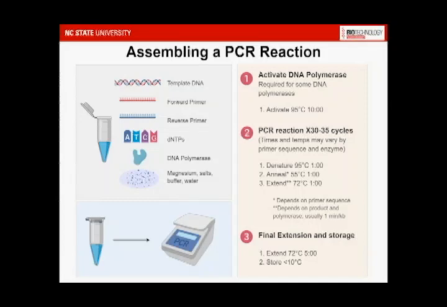Next comes the 30 to 35 cycles of a polymerase chain reaction. Each cycle has a denaturation, annealing, and extension step. The duration and temperature of each step will vary based on primer sequence, expected product size, and specific enzyme used.